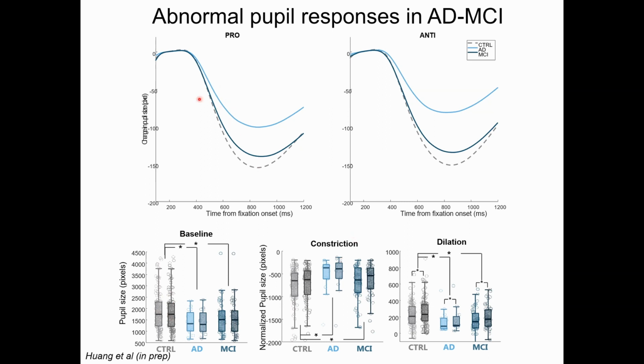We can measure the magnitude of the constriction response. It's reduced in Alzheimer's disease. It's reduced in MCI. We can measure the size of the dilation response out here. And again, it's reduced in Alzheimer's and reduced in MCI.